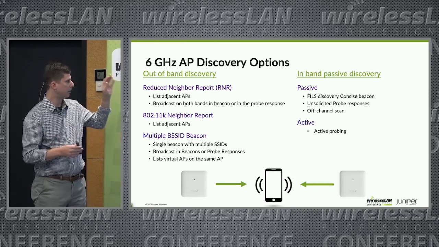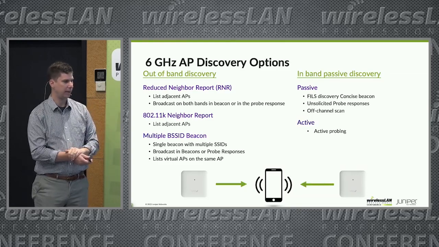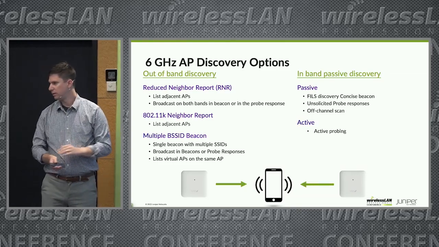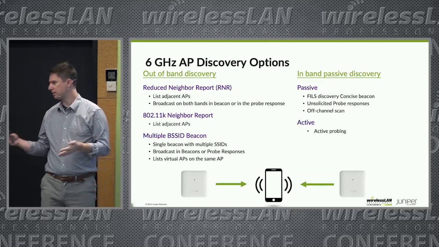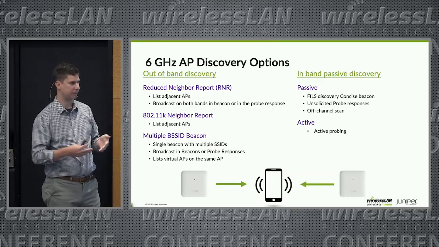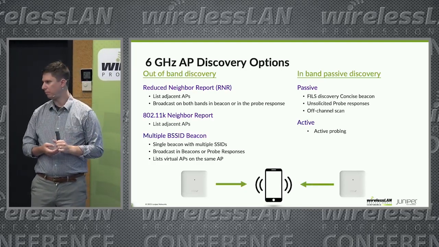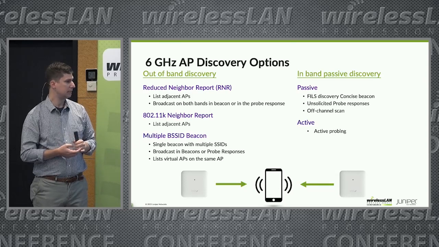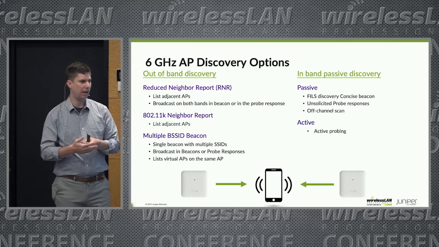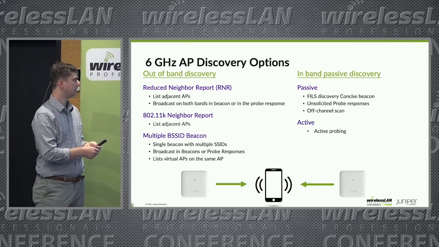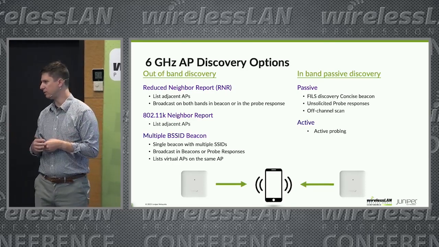Most client devices actually call out 11k in their documentation, as you saw with Apple. Android does similar, Windows as well. So 11k is very useful, but it's also relevant for 6 gigahertz discovery. 6 gigahertz clients do 11k. The reduced neighbor report, which has also existed before 6 gigahertz, is heavily leveraged in 6 gigahertz, and I'll talk specifically about how it can be used and how it is used.